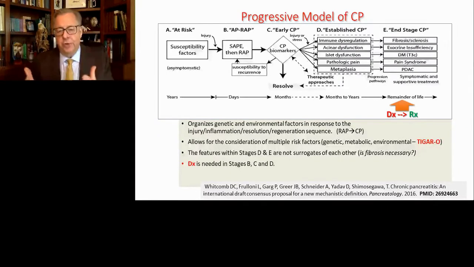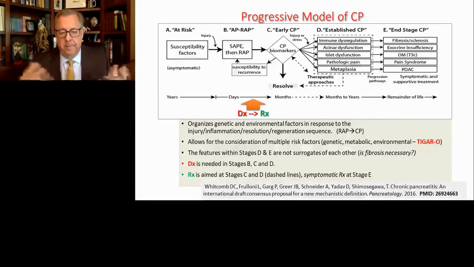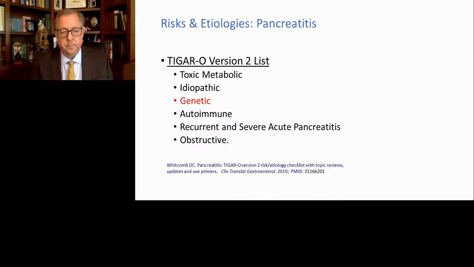Also, if you try to treat patients at this stage, it's too late. The patient's pancreas is already destroyed. We have to find the early signs and symptoms and identify those patients that are progressing because of a specific mechanism. In doing that, we begin to understand that the diagnosis has to be early so that the therapy can be aimed at the patients at the beginning of the disease, not after it's too late.